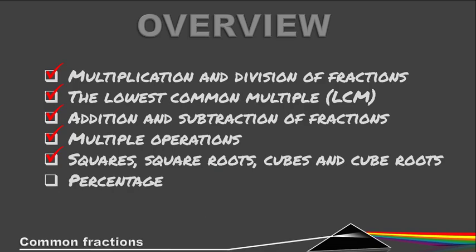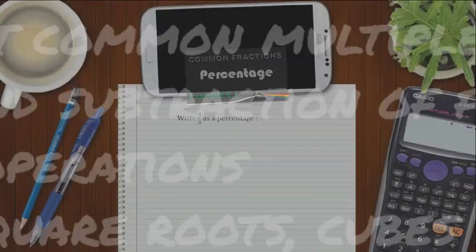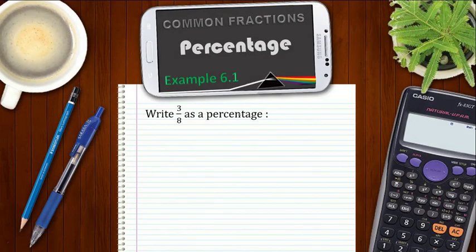Right, that was squares and cubes. Now let's look at percentages. So example 6.1 says, write 3 over 8 as a percentage. Now whenever you have a fraction and you want to write it as a percentage, all you have to do is just to times it by 100 over 1. That's all. So then you just simplify this with your rules of fraction.